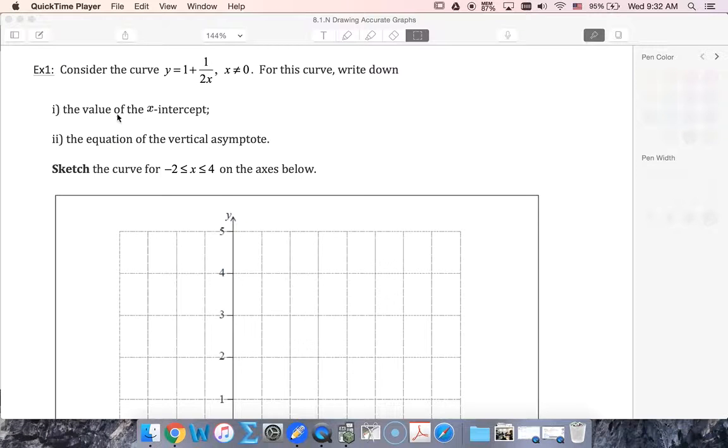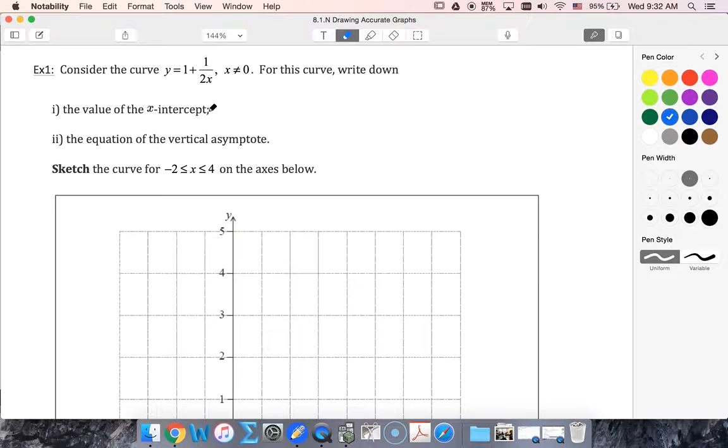Find the value of the x-intercept. Well, the x-intercept is at y equals 0. So I'm going to plug in 0 for y. 0 equals 1 plus 1 over 2x. And now I'm going to subtract 1 to the other side. So now I can either think about the value that makes this true or keep solving my equation. To keep solving my equation, I'm going to multiply both sides by 2x.